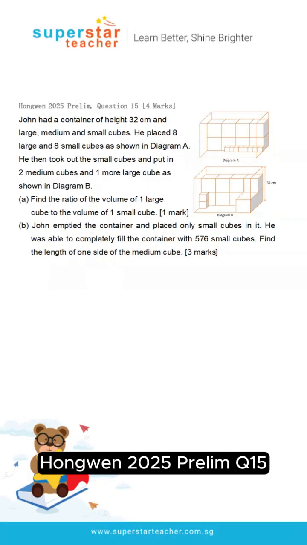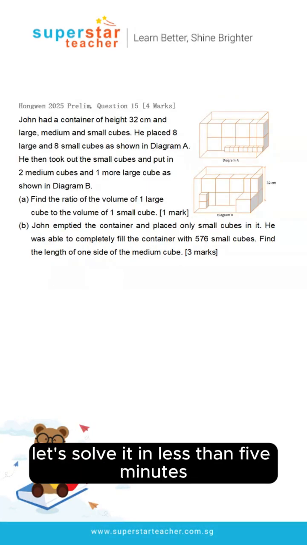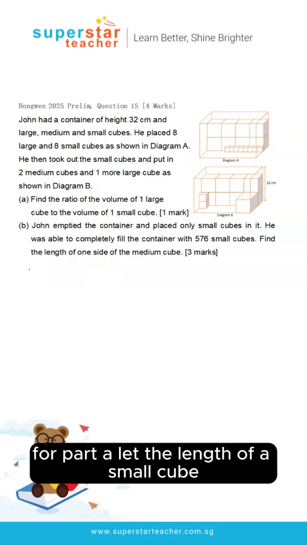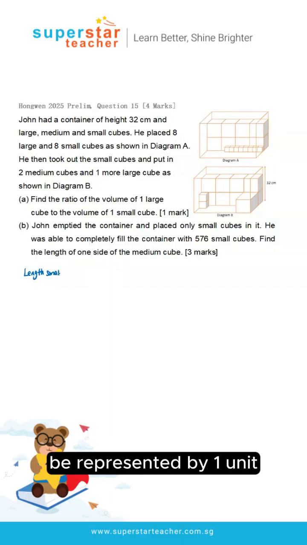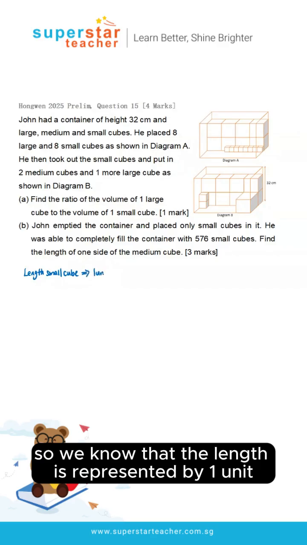Hongwen 2025 Prelim question 15. Let's solve it in less than 5 minutes. For part A, let the length of a small cube be represented by 1 unit. So we know that the length is represented by 1 unit.